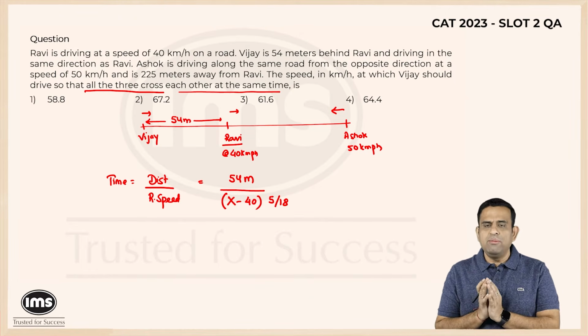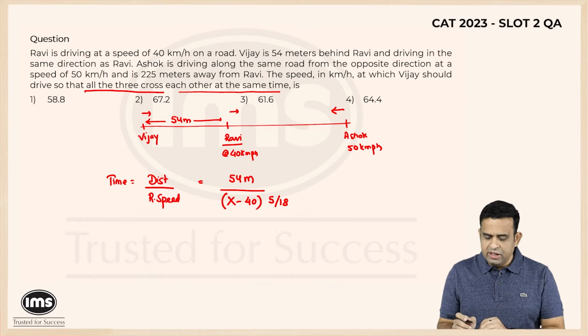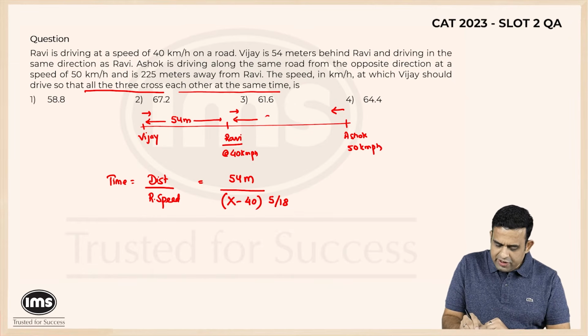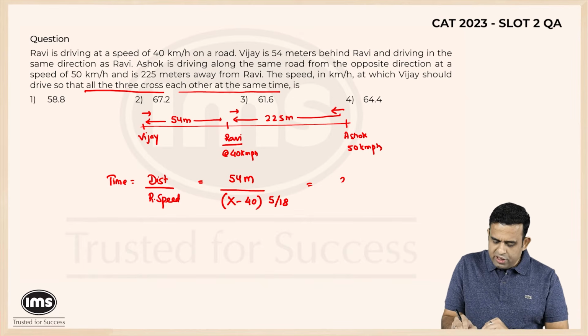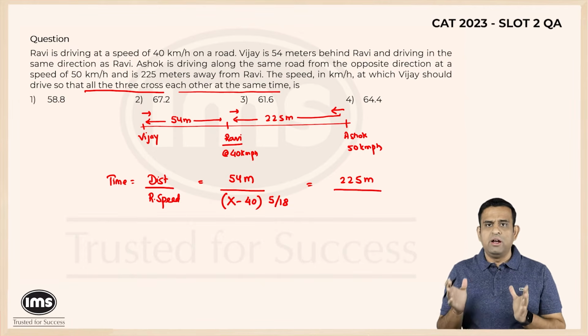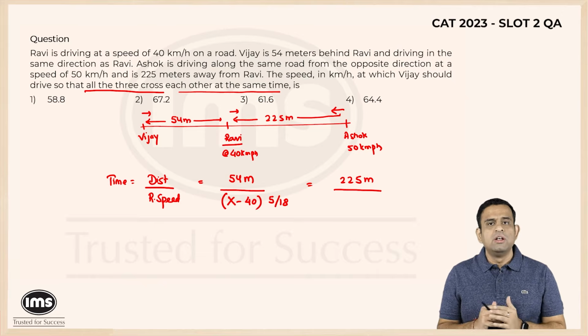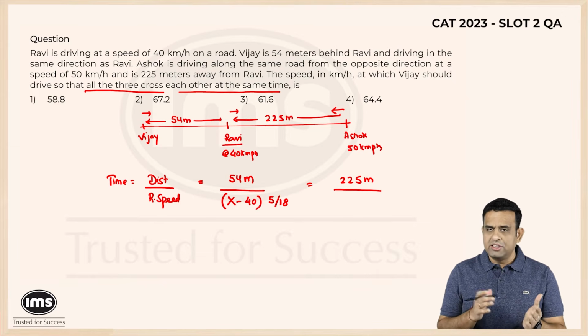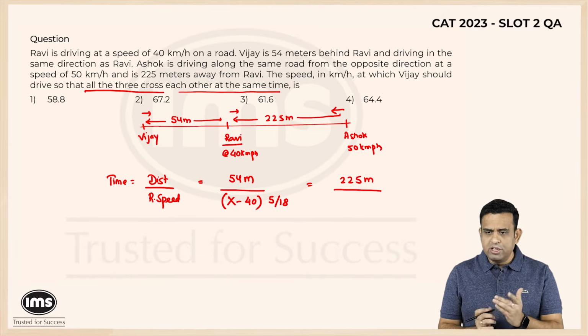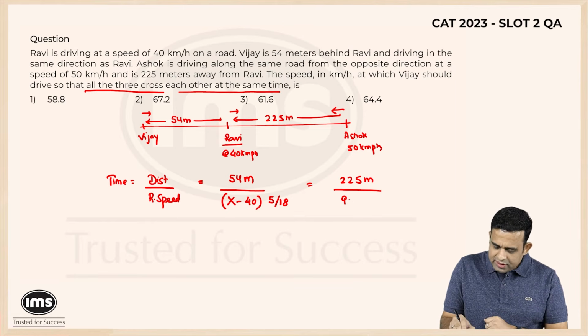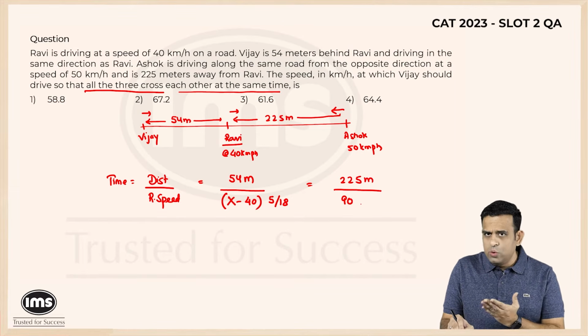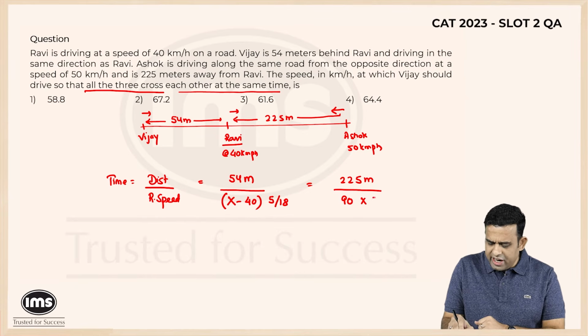Now, what about the time for Ashok to meet Ravi? The gap between Ashok and Ravi is given as 225 meters. So, the time taken would be 225 meters distance divided by the relative speed. Since Ashok and Ravi are traveling in the opposite direction, the relative speed is nothing but the sum of the two speeds, 50 plus 40, which gives 90. This is 90 kmph. If I want to convert to meters per second, I need to multiply by 5 by 18.